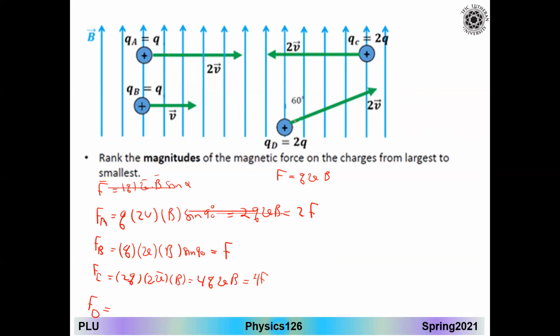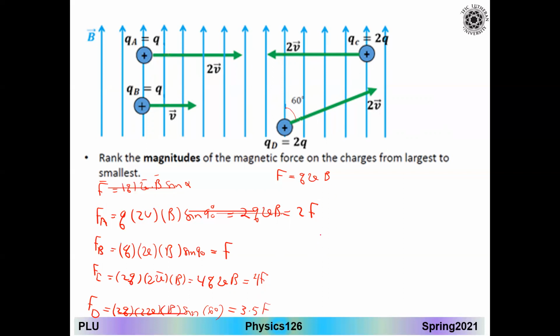The last one, the force D. Here's the thing, guys: we have alpha equal to 60, so don't forget the alpha. What about the Q? I have 2Q. What about the velocity? I have 2V. Magnetic field will be B, and this one will be sine 60. You will end up with about 3.5 F.